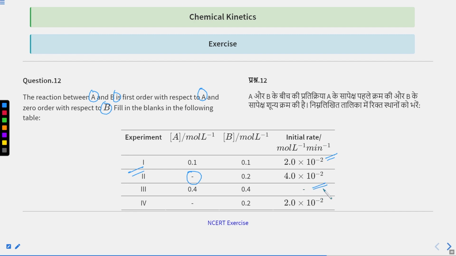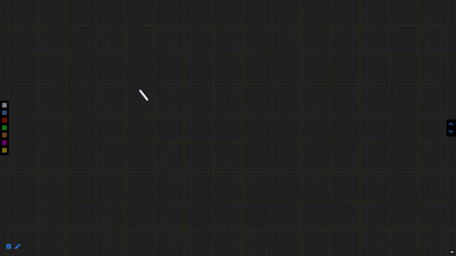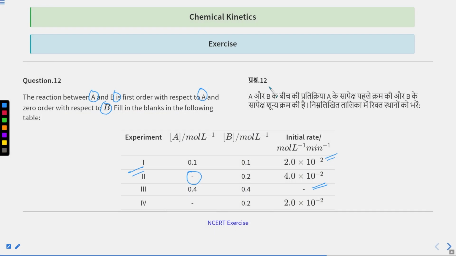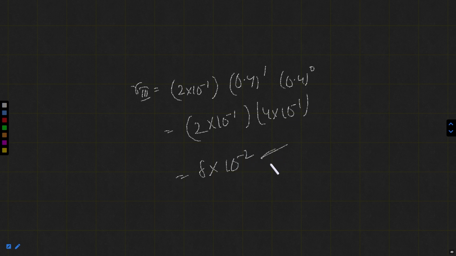What about this? Just let us try it. This is not given, so I'm writing it as rate 3. K value, we have found it, 2 into 10 to the power minus 1. With respect to A, it is 0.40, with respect to A it is 1, and with respect to B, it is 0. So that will give you 2 into 10 to the power minus 1. I'm writing it in expanded form. Okay, clear? Mole per liter per second. This is the unit of rate.